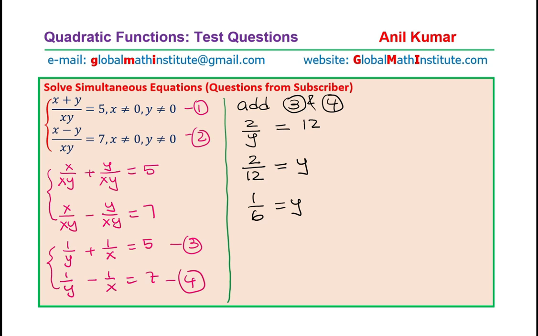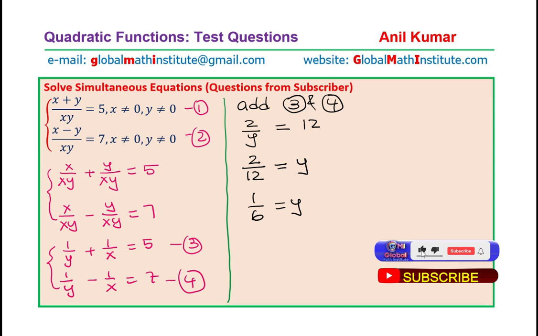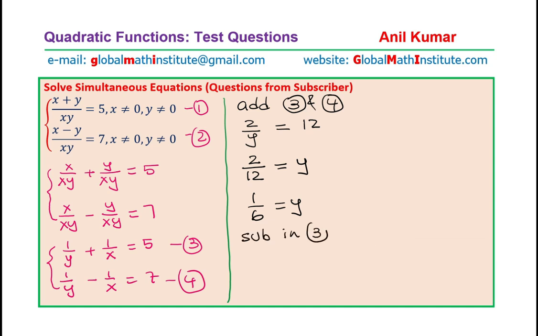We can now get the value of x by substituting the y value of 1 over 6. So let's use equation 3, right? So we'll sub in this value of y into equation 3. Let's do it on the right hand side. So in equation 3, 1 over y plus 1 over x equals 5. If I substitute y as 1 over 6, it'll be like 6, right?